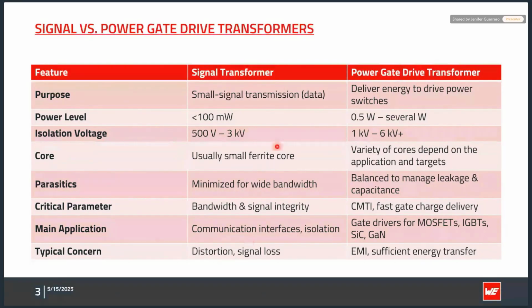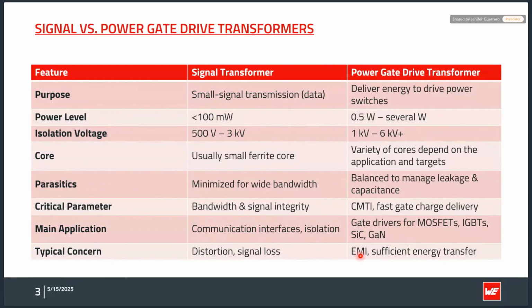Because of that, we are now talking about the parasitics. Usually for a signal transformer, we are trying to achieve minimal parasitics, especially low capacitance. This is to maintain the signal integrity. But when we are talking about the power gate drive transformer, we have to balance between the leakage inductance and capacitance to ensure fast energy delivery without compromising, let's say, EMI performance.